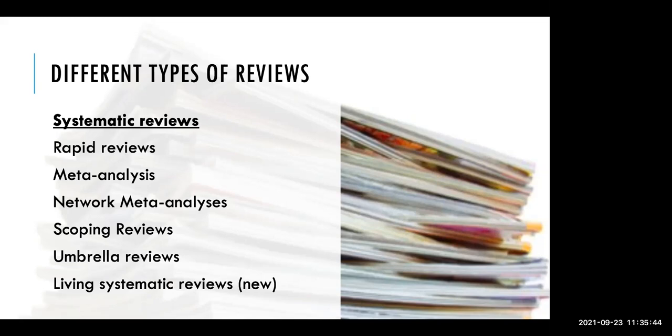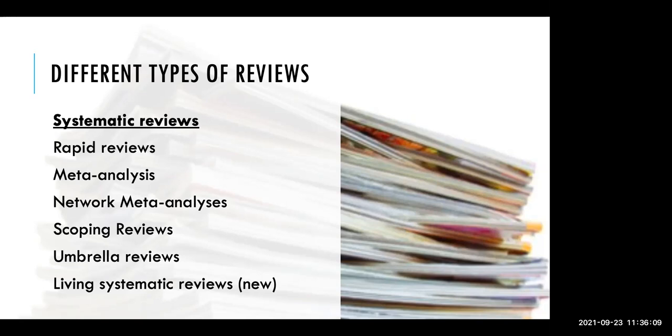Umbrella reviews are systematic reviews over systematic reviews. That's advanced stuff. They're not so common yet, but in some areas they could actually be very helpful. If there's a lot of systematic reviews done, that can bring another level of summarizing the different systematic reviews in an umbrella review.